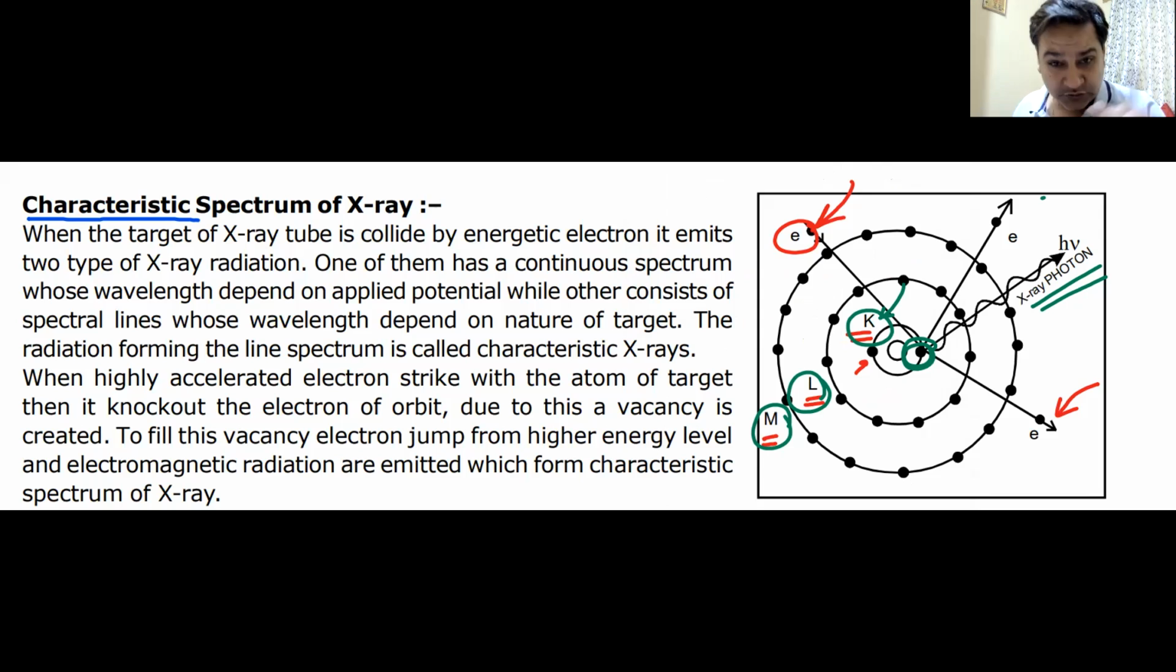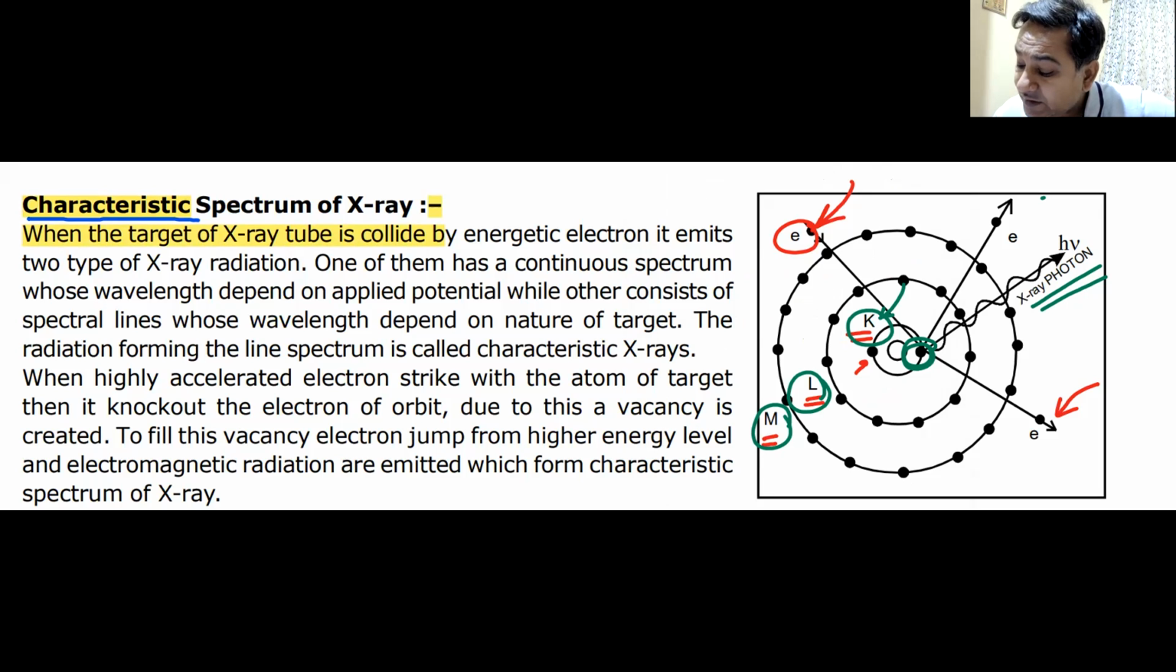Okay, so characteristic X-rays will depend on what? It depends on how many electrons I have, how many shells I have, and how many electrons and how many shells depends on what? It depends on the target metal. Hence, characteristic spectra depend on the target.